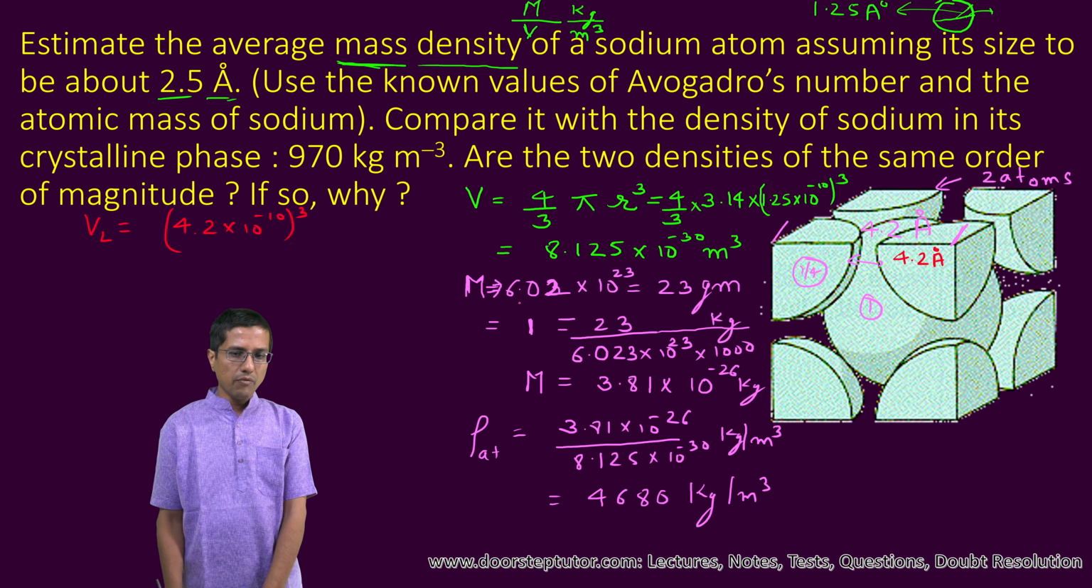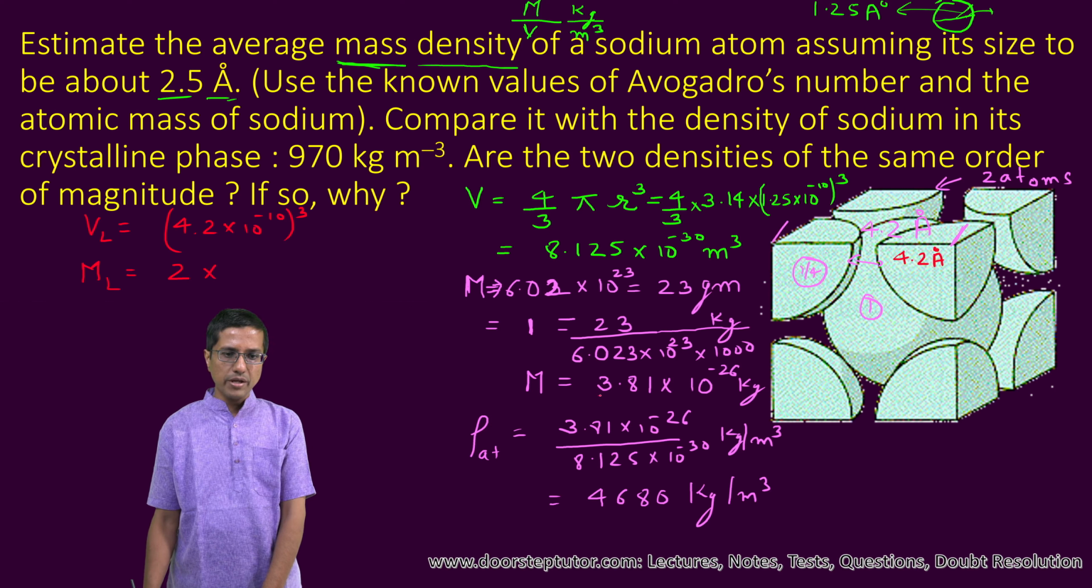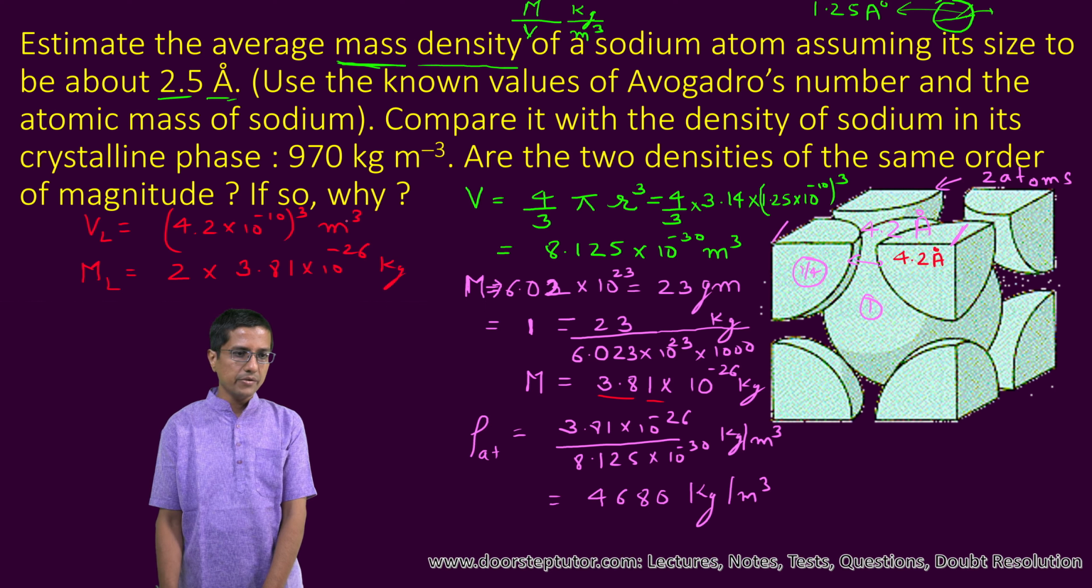What about the mass? What is the mass of this lattice? Total mass is actually the mass of 2 atoms. Very, very simple, we are not doing anything special. So the mass of this cube is equivalent to the mass of 2 sodium atoms. And we know the mass of 1 sodium atom was this much, so we multiplied with 2. And this is of course in meter cube.